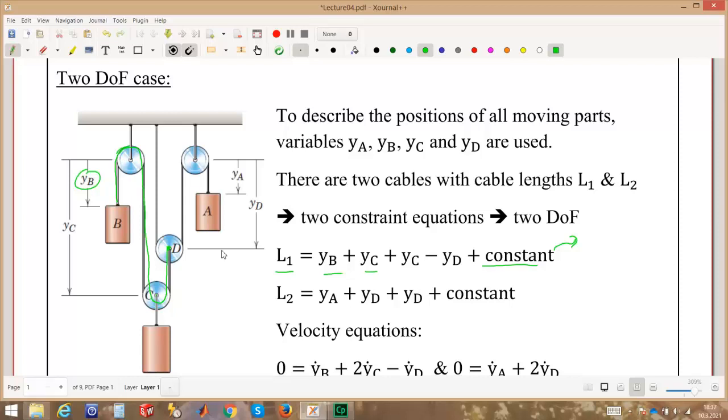Okay, and then we can talk about the second cable, and the second cable is this whole cable going around here and then up to point A. Now we can just neglect this part here, which is constant again. The total length of the cable for the second cable is YA plus YD, this length, and then another YD. This is the other YD length, plus some constants.